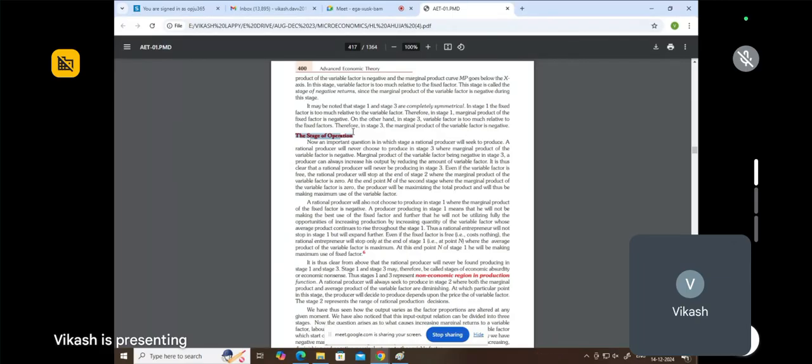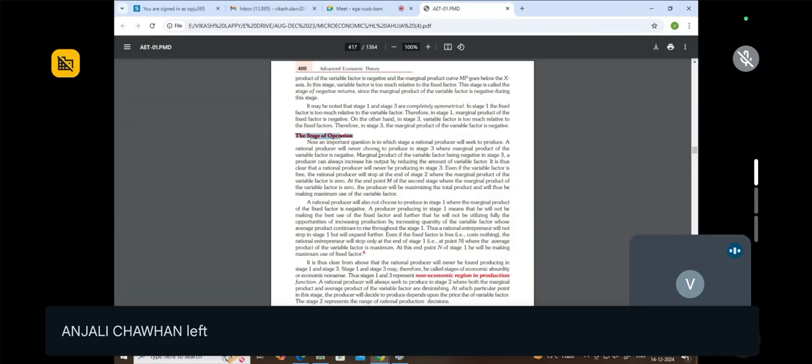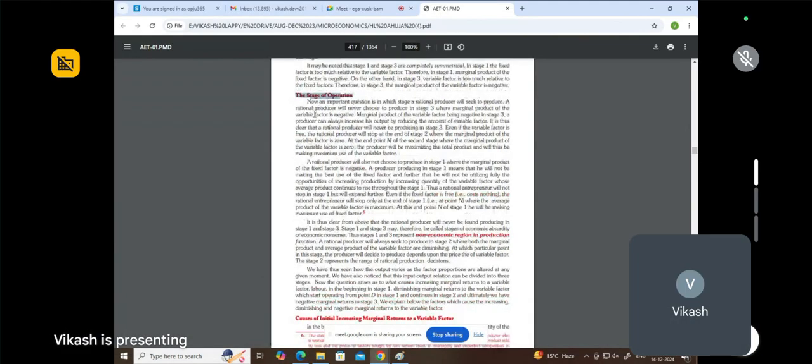The answer is given on page number 400. Which stage is the economic stage of production and why? So this paragraph will be your answer. This part is your answer for 10 marks, the stage of operation.